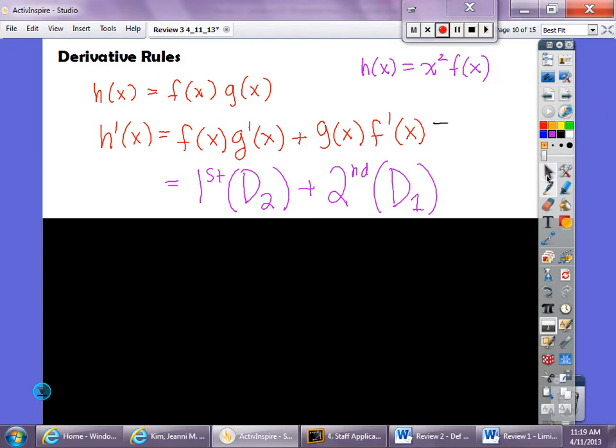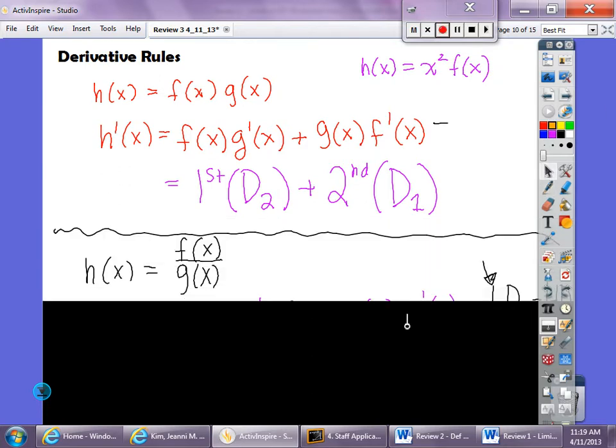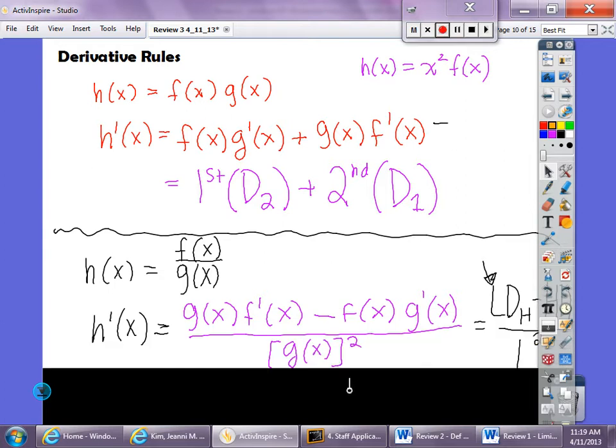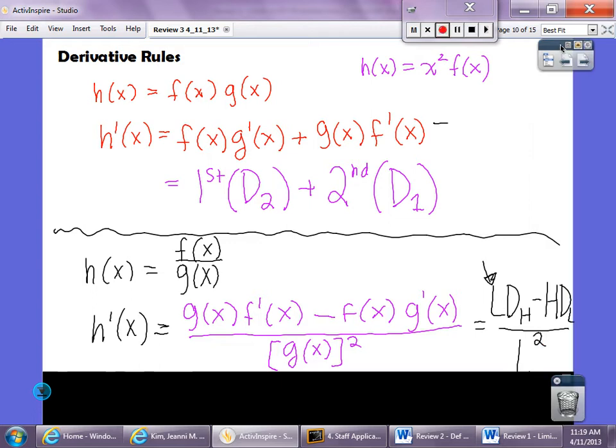All right, then I got quotient. Most of you are fine at quotient. If you make a mistake, there's two mistakes made. Number one, you don't start with the right function. It's the lower, low, d of high minus high, d of low, all over the low squared. So the first mistake is you forget, oh, I'm supposed to start with the low, and you start with the high by accident.